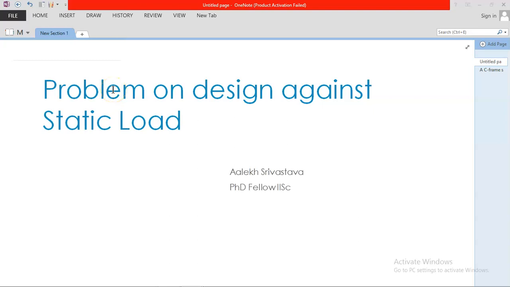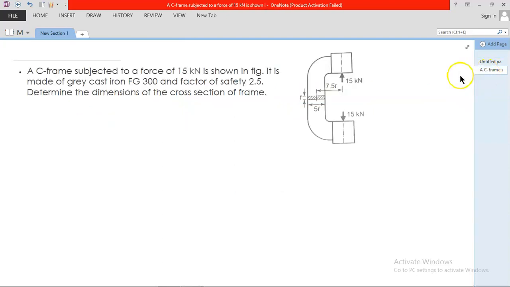Hello friends. So today we are going to discuss a problem on design against static load. You know the basic meaning of static load from your earlier lectures: any load that doesn't change with time is called a static load. So we are going to discuss a problem that is based on the static load.